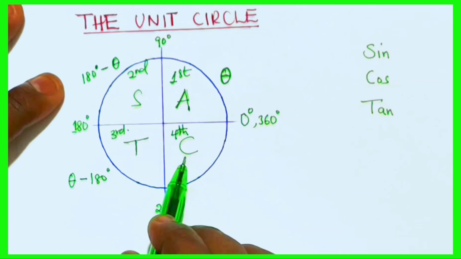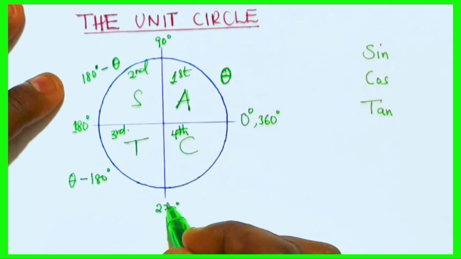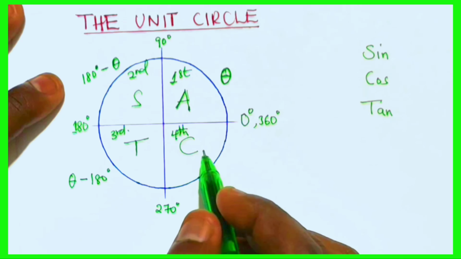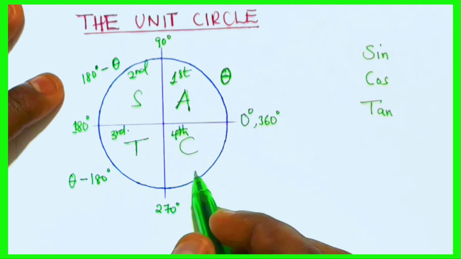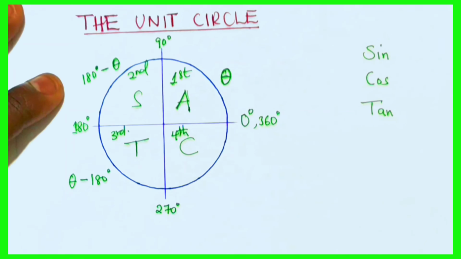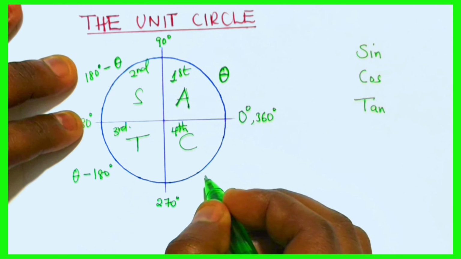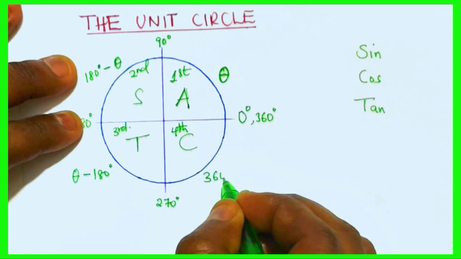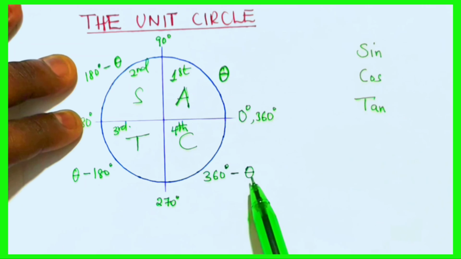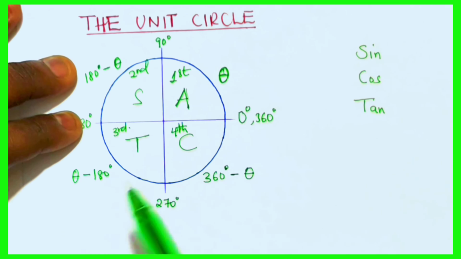the C represents the cosine. The cosine of an angle that is between 270 and 360 degrees is the one that is positive. So that means the sine of an angle in this quadrant, or the tangent of an angle in this quadrant, will all be negative. And to consider that angle in the fourth quadrant, you're going to take 360 degrees subtract theta, and theta will represent the angle that is between 270 and 360 degrees.